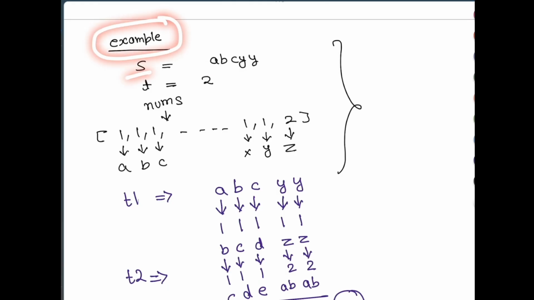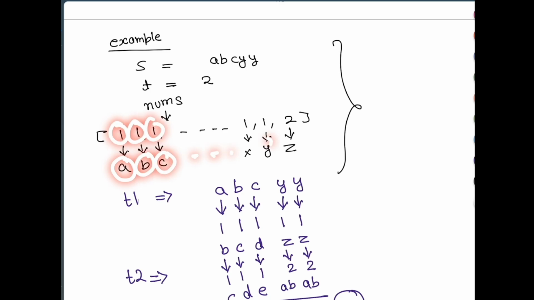So let us say the s is a, b, c, y, y, t is 2, and this is your nums. Well, this is the string which you need to transform, and you need to transform it 2 times. The nums is 1, 1, 1, almost 25 times it is 1, and then you have 2. So it means that you have to replace a with 1 character after a, which is b. You have to replace b with c, c with d, and then up to y you have to replace it with z. For z, you have to replace it with the next 2 characters after z, which is a and b, right? Because it is 2, so you have to replace it with next 2 characters a and b.